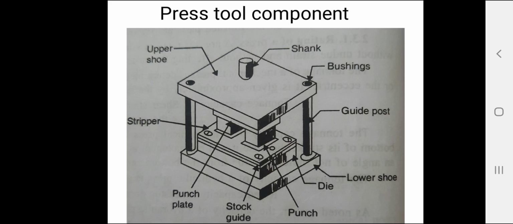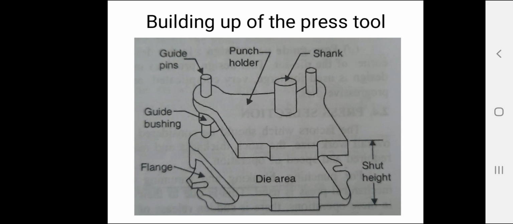So it consists of an upper shoe. So this is a die set. This is just a diagram of a die set. You can say it is a commercial die set. It consists of an upper shoe, which is called punch holder, and a lower shoe, which is called die holder, and guide posts. Punch or punches are mounted on the upper shoe and the die components are mounted on the lower shoe or die shoe. The available space for mounting punch and die components is called die area.